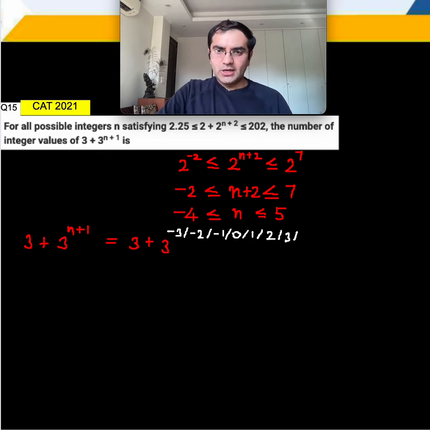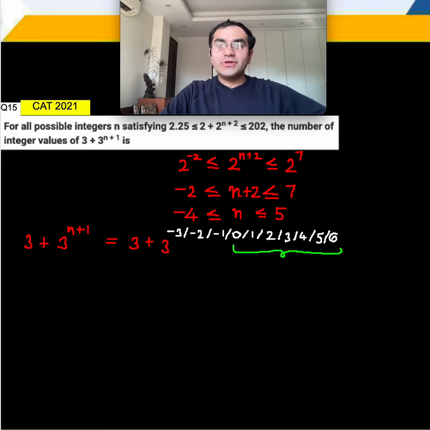So I write them all out. And out of these, which are the integers? From 0 to 6. 3 power 0 to 3 power 6 are all the integers. 1, 2, 3, 4, 5, 6, 7. So these are the ones that we have to count. So your answer is 7 for question number 15.